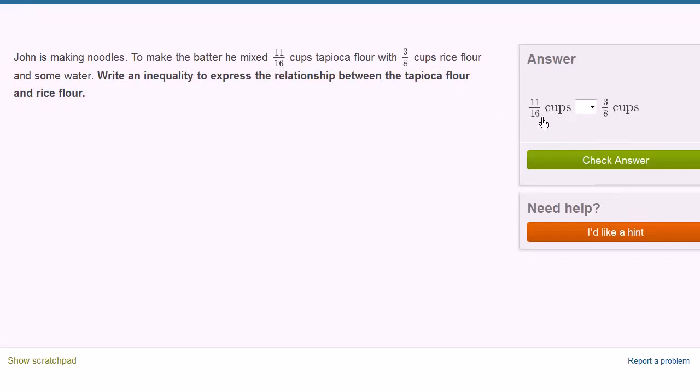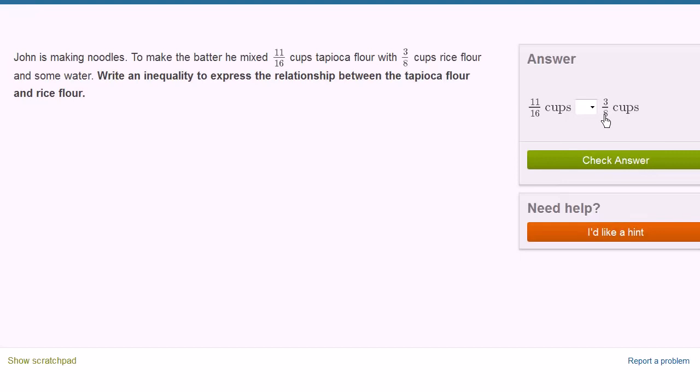And at first it might seem hard to compare. You have different denominators, but 3/8 could easily be converted to a fraction with 16 as a denominator. What would you do? Well, if you doubled both the 3 and the 8, you have to do the same thing to the numerator and the denominator. This fraction, 3/8, is equivalent to 6/16. And then you would have the same denominator. You could compare 11/16 to 6/16.